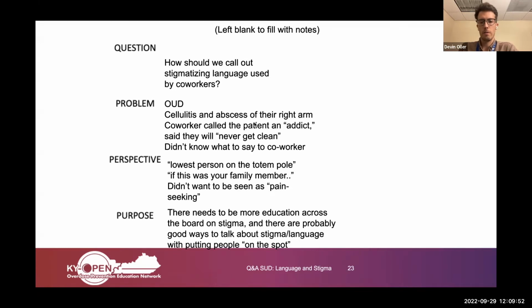Nick makes a point that it's often unclear sometimes with coworkers what amount of experience they've had and whether they've had this education, right, about stigma and its impact. So it can be tough to know how to intervene in that moment. How does this language make you feel?